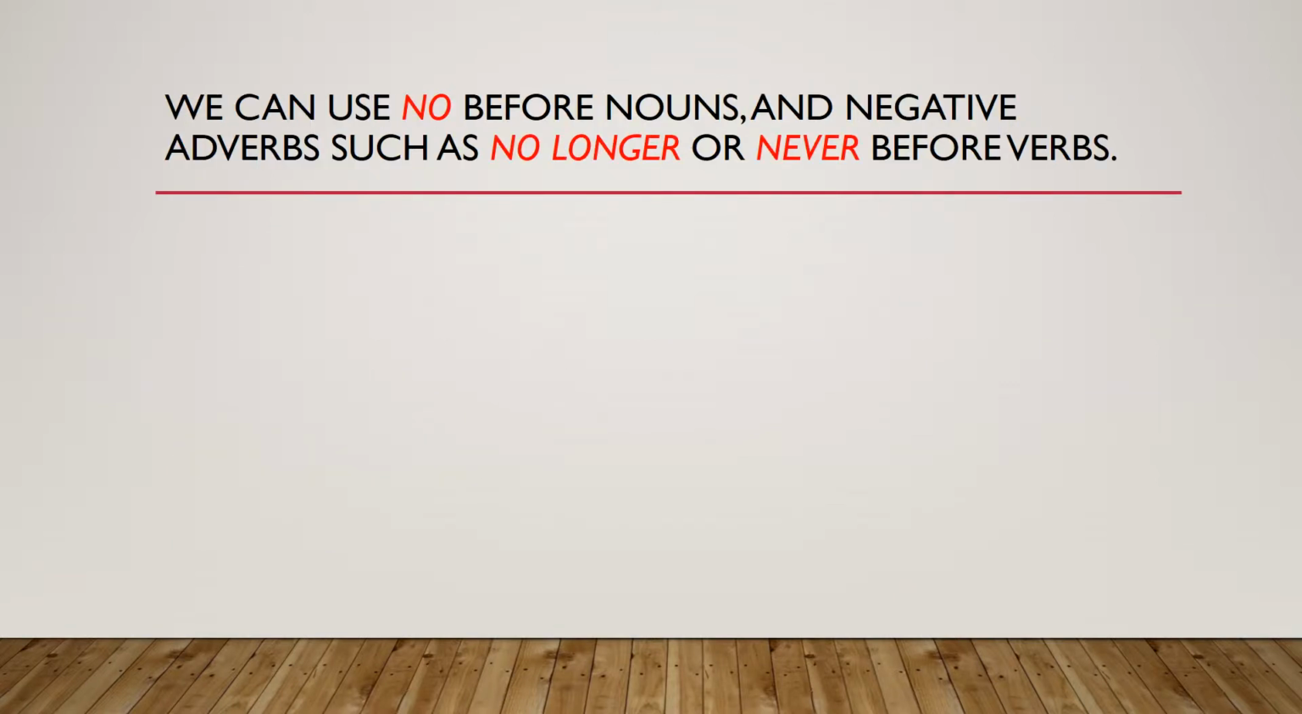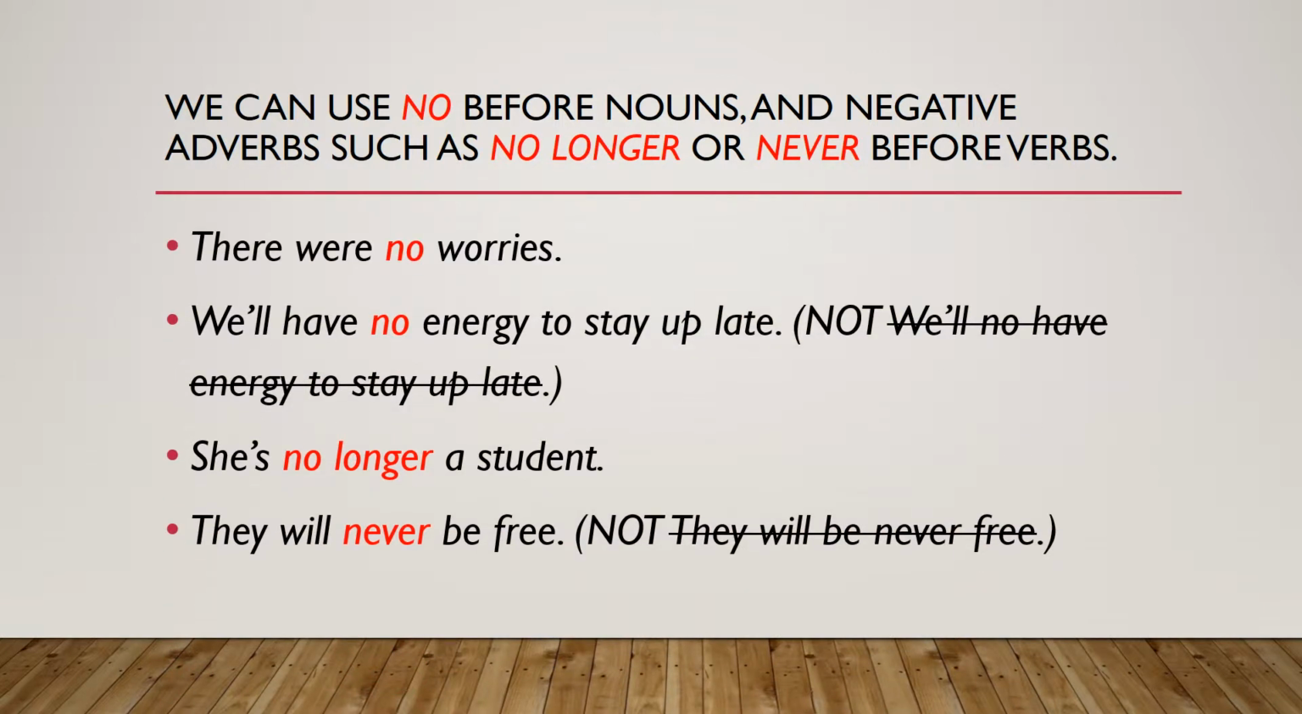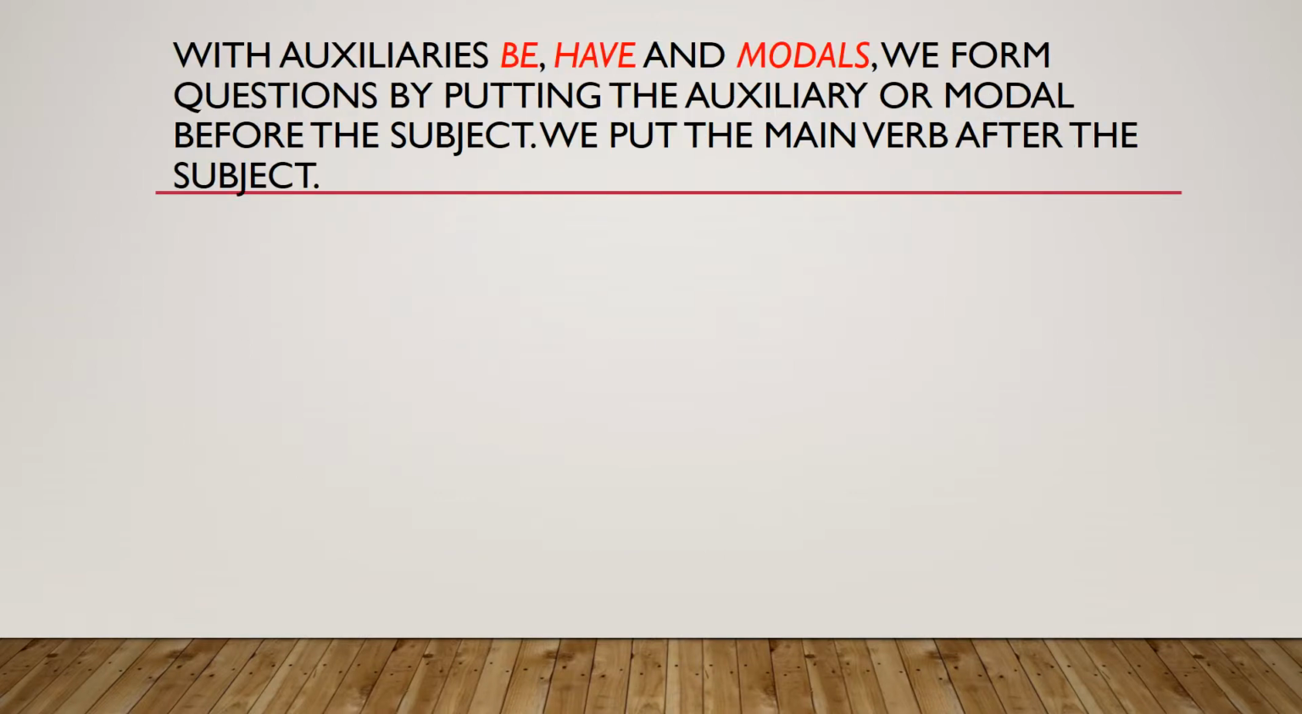We can use no before nouns and negative adverbs such as no longer or never before verbs. There were no worries. We'll have no energy to stay up late. Not, we'll no have energy to stay up late. She's no longer a student. They will never be free. Not, they will be never free.